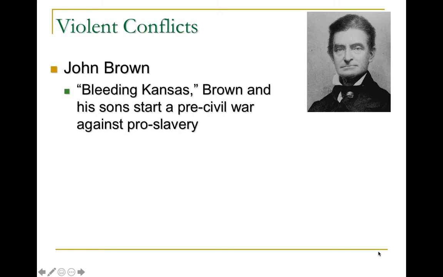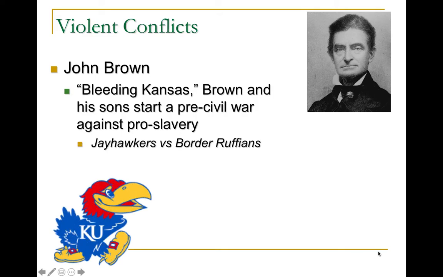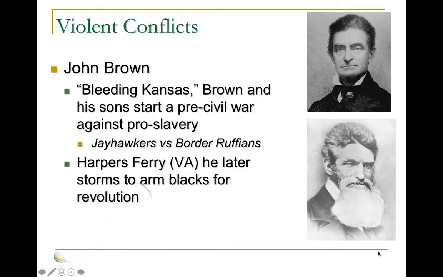And about 108 people would be murdered in this pre-Civil War Bleeding Kansas situation. He was known as the Jayhawkers in his group. The pro-slavery people were known as the Border Ruffians. The Jayhawkers is where the Jayhawk mascot comes from for Kansas University. You don't need to write down what's italicized, though. Harper's Ferry, he later storms to arm blacks for revolution.